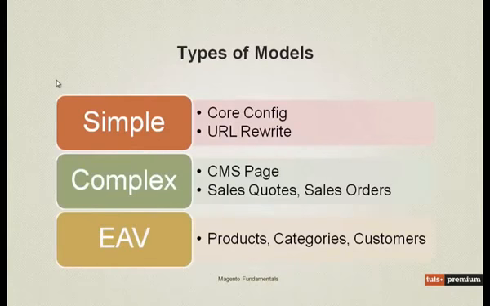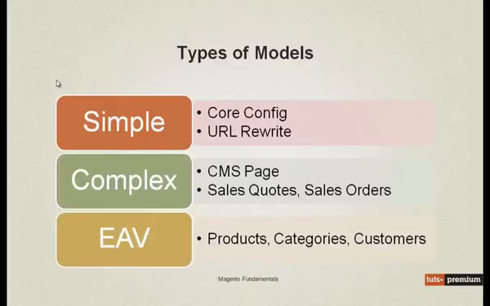Now, before we dig into the code, we need to talk a little about different types of models. Magento has very simple models where each record in the database is a distinct thing. So you have a table like config data or URL rewrites where each row represents complete information about an entity, and that's a concept you're probably familiar with. There are also some more complex models like CMS pages or even more complex like sales quotes and sales orders. These involve more than one table to really get a complete record of something.